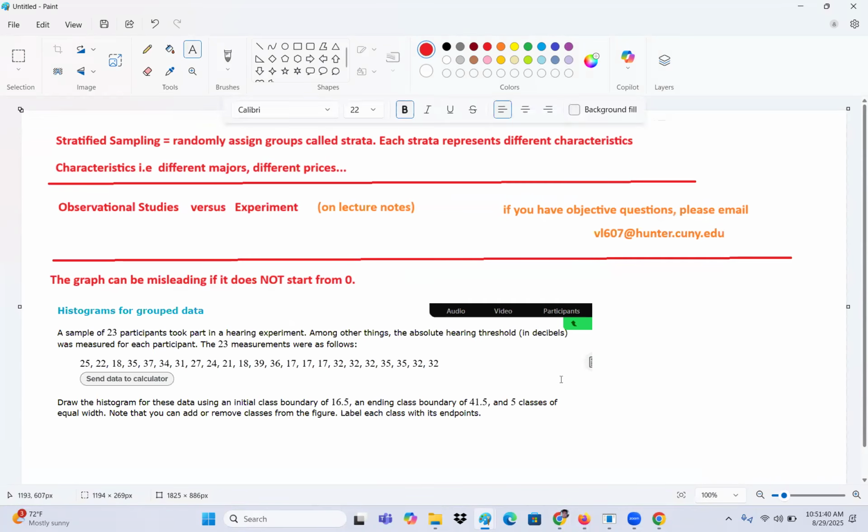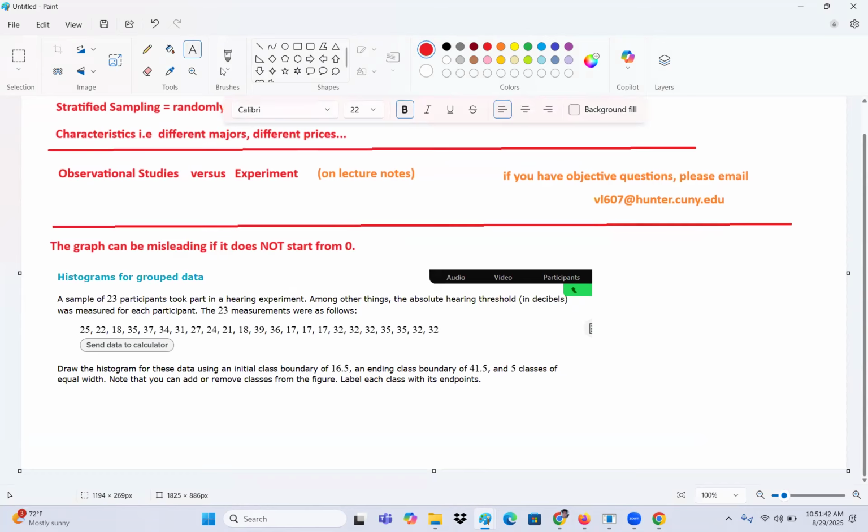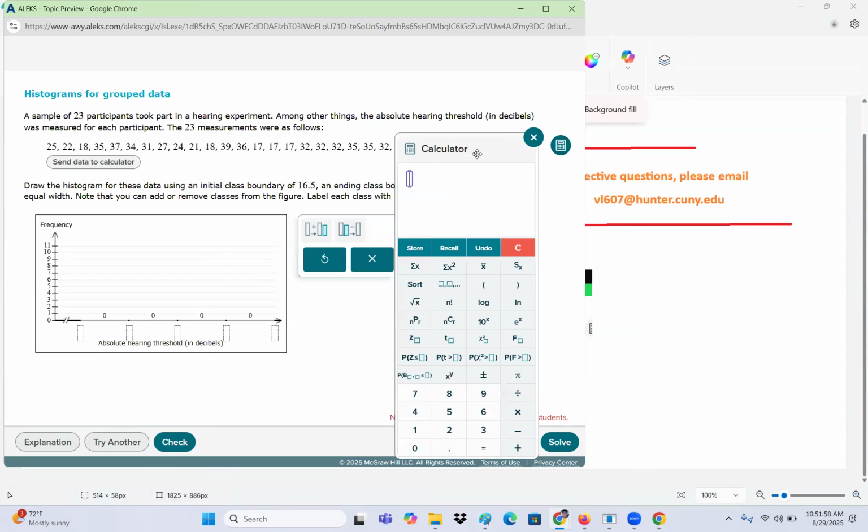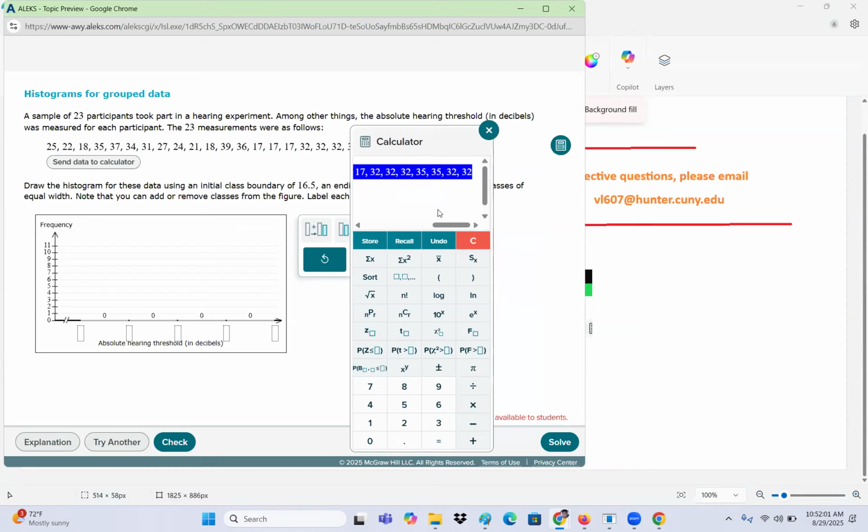All right, so first you have to send the data. You have to send the data to the calculator. Right, you're gonna get something like that. Okay, you're gonna have a bunch of data like this, and then you're gonna hit the word sort. So when you sort a data set like this, it automatically goes from high to low. So when you start up the bar chart, it should be so much easier.